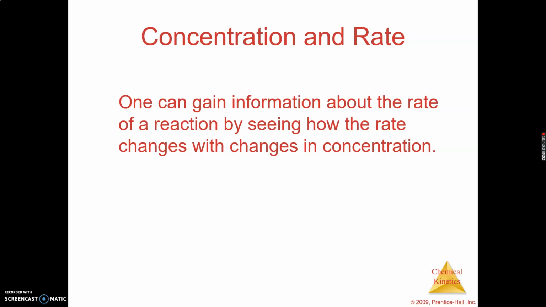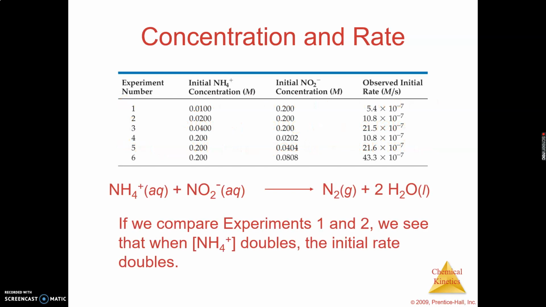We don't want to change the concentration of both reactants because if you change two variables at one time, you can't tell which one is affecting the rate. So what you'll see in our data table is we'll change one concentration, leave the other one the same, and we'll see if the rate changes. And if the rate does change, then there's valuable information that we can glean from that. And so we can look at an experiment here.